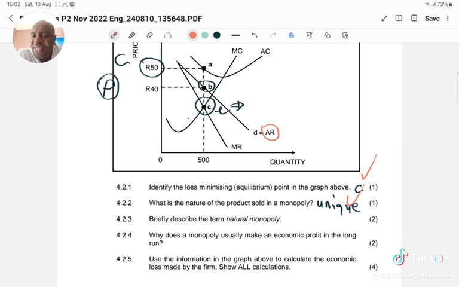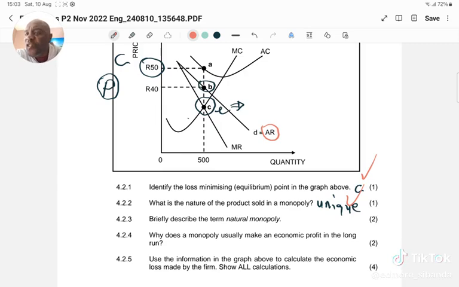Okay, 4.2.3. Briefly describe the term natural monopoly. A natural monopoly exists when it is impossible for new competitors to enter the market because of high operational costs or high startup costs. So in other words, the barriers to entry are economic in nature. It's difficult for new competitors to enter the market because of high operational costs or high startup costs.